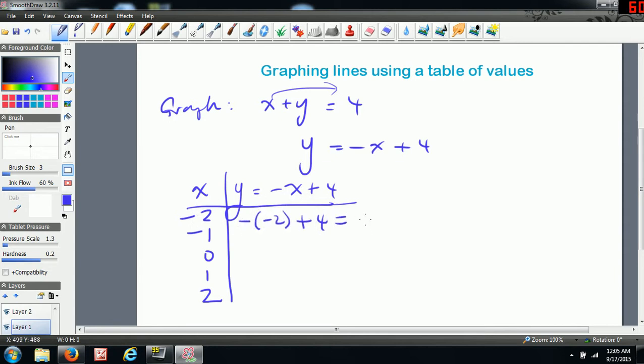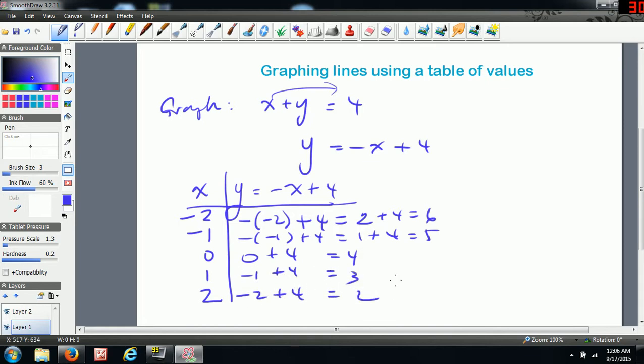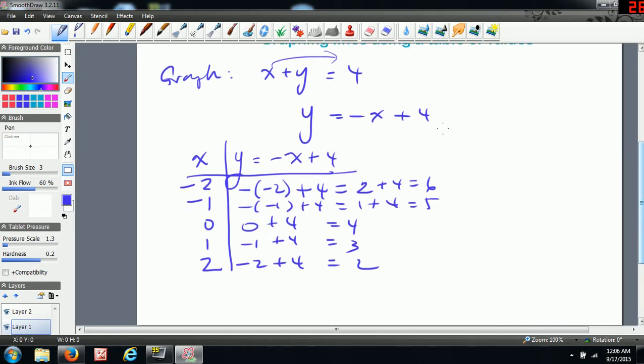So you plug this value into x into your equation, and then you get, so over here we get 2 plus 4, which is 6, and then 1 plus 4, which is 5, 0 plus 4, which is 4, -1 plus 4, which is 3, and then -2 plus 4, which is 2. So once you get those, you can go ahead and graph it on an xy axis.